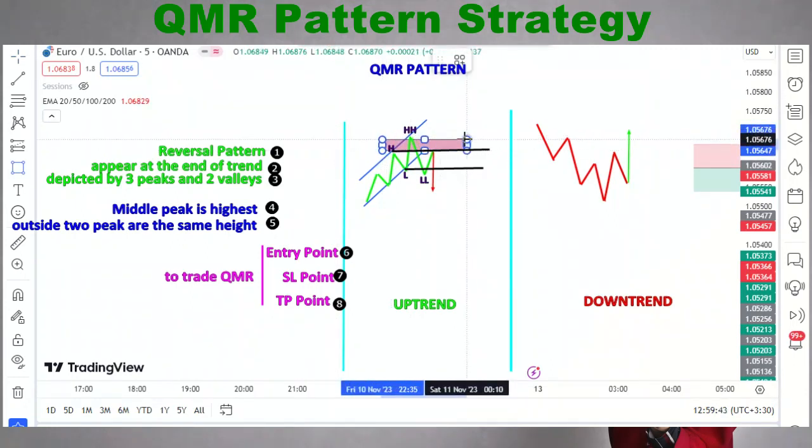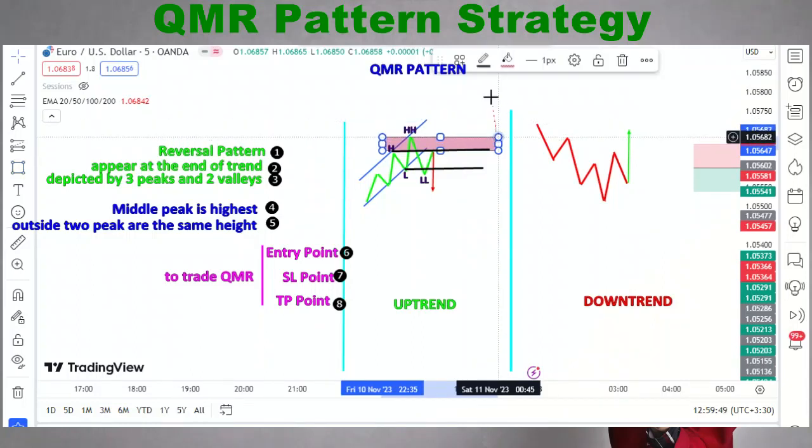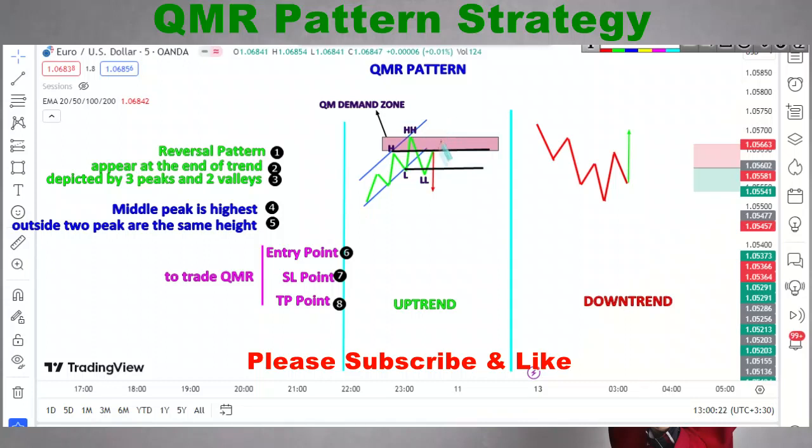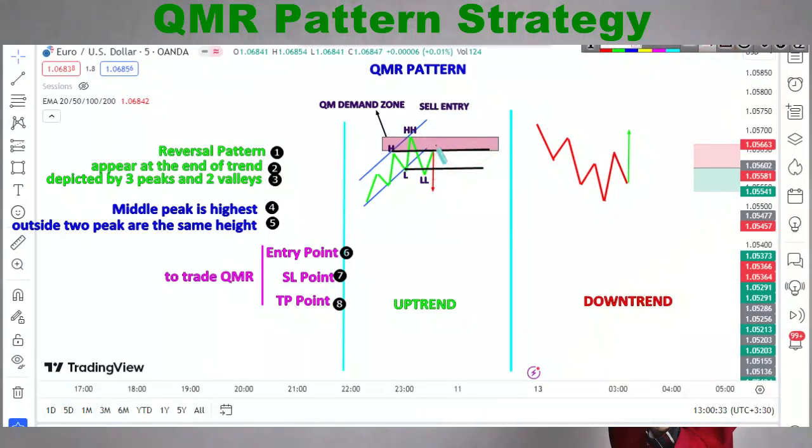Here is a QM demand zone. Sell point is high level. Sell entry point is here, high level. Stop loss is the higher high point.